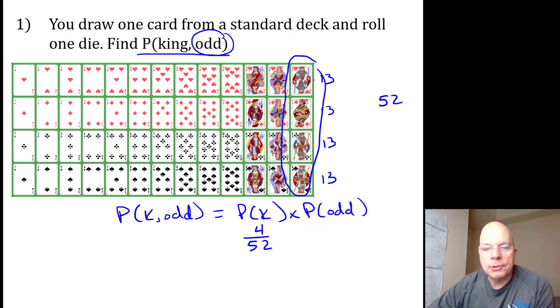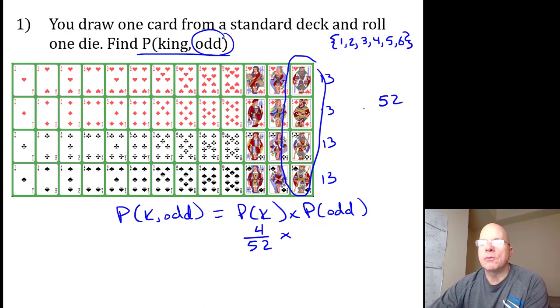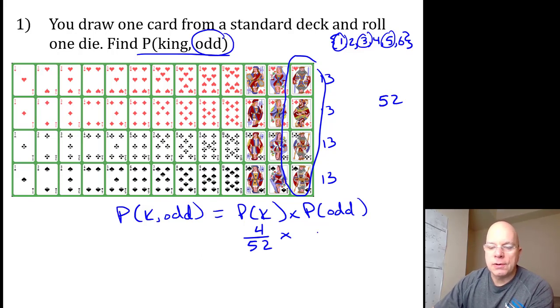We could have made it simpler by realizing that all of these suits have the same probability, 1 out of 13, and we see that this simplifies to 1 out of 13, but I'm just setting up the expression as if we didn't notice that at first. Multiplied by the probability of odd, when we know the sample space for a die, all the possible outcomes, 1, 2, 3, 4, 5, 6. The odd numbers by definition are the ones that are not multiples of 2, so the 1, the 3, and the 5. So there's a 3 out of 6. I'm just going to write it in unsimplified form.